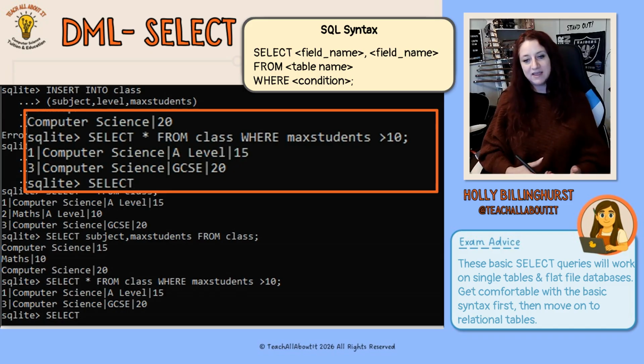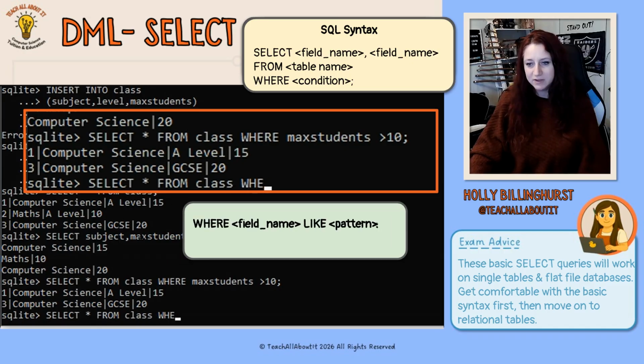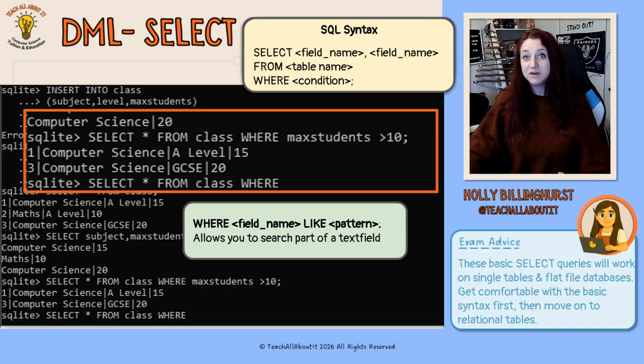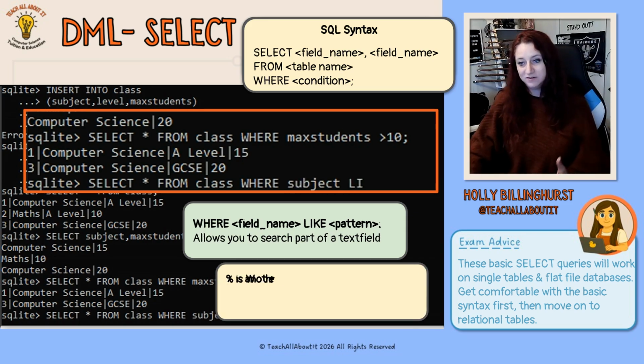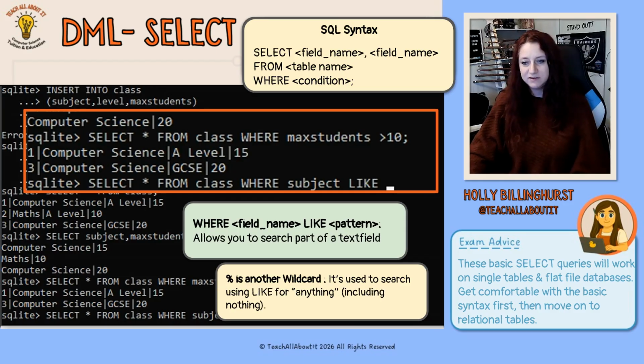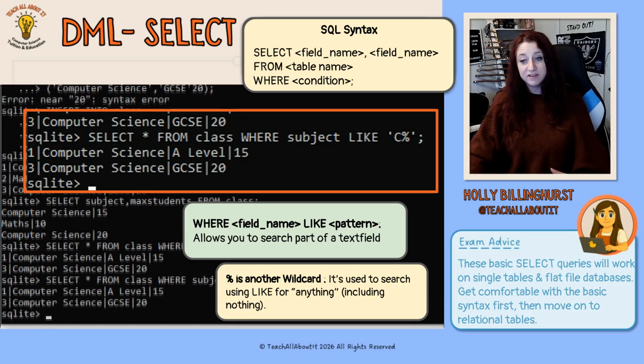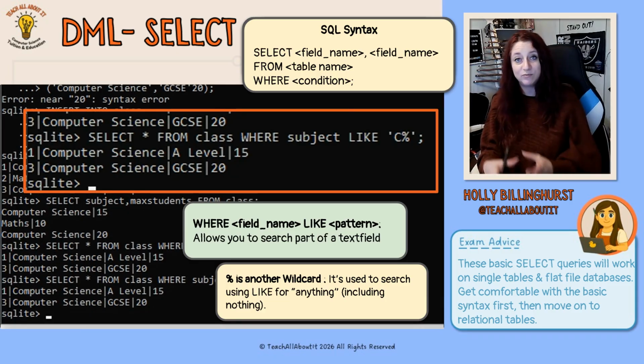Now what we've got here is a like clause, so I'm going to pop a like down here. Like means it is similar to, and like uses a thing called a wildcard. So in this case I've done like, open single quotes because it's a string or a varchar, a C, then a wildcard, and then closed it. So this means like is where it begins with the letter C, and you can see there it brought back computer science, but it didn't bring back maths.